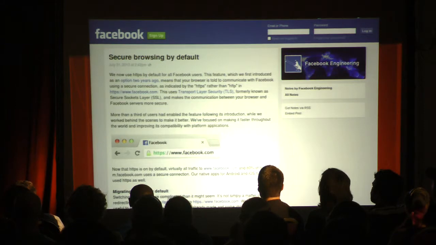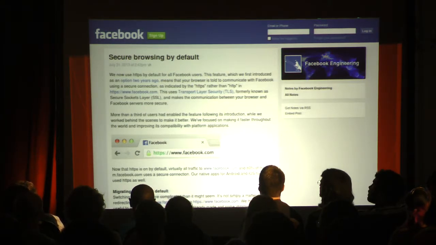One major example of this was Facebook in, you probably can't see the date, July 2013, so this is the month after the Snowden revelations started, which switched on HTTPS by default. Most users had it before, but now it's by default, and this is a huge amount of connections that are now encrypted.